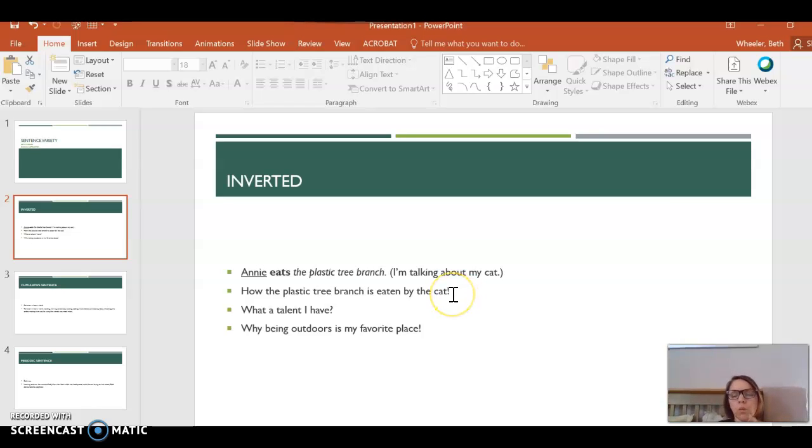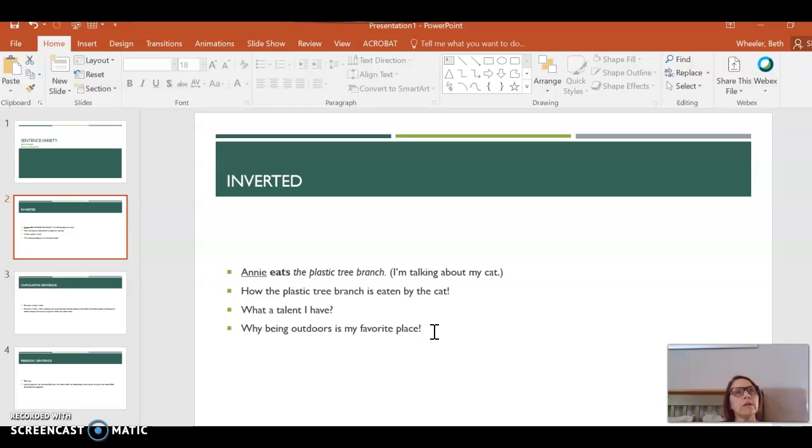So this is a way cooler sentence style because it's totally putting the verb and the noun at the end of the sentence. Maybe I'm writing about cooking sausage gravy or something. My kid and I were eating sausage gravy on a burrito the other day. So I can ask a question instead of having an exclamation point at the end. I can say, oh, what a talent I have after I talk about something. Why being outdoors is my favorite place. Just another kind of silly sentence.